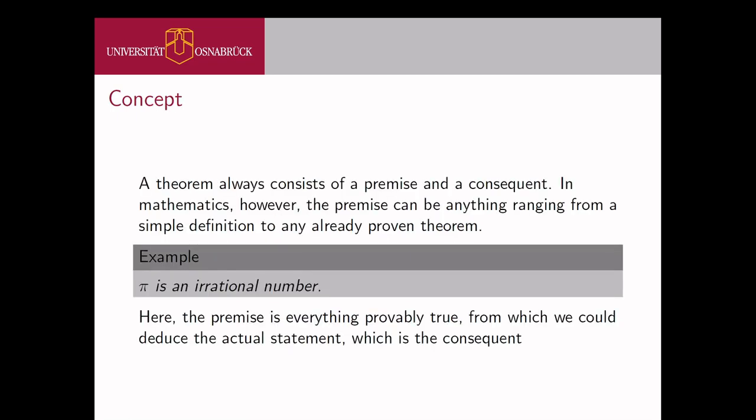Okay, so in order to understand what a proof is, we first have to take a look at what the thing is that we're trying to prove. In mathematics, the entity we're trying to prove is always a theorem. So let's have a look at a theorem. Here on the slide you can see an example. For a theorem, pi is an irrational number. This would classically be called a theorem in mathematics, and this can be proven.